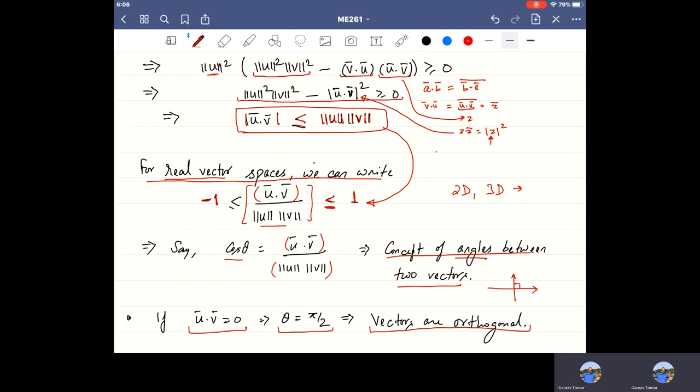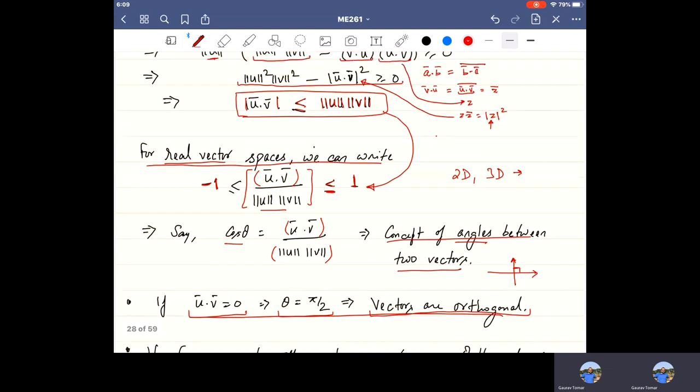So if the angles are perpendicular, then u dot v is going to be 0, and the angle between them you say is pi by 2. But for n-dimensional space also, you have generalized the concept here, and you can call n-dimensional vectors also orthogonal, although the angle may not immediately become apparent in an n-dimensional space. Correct?